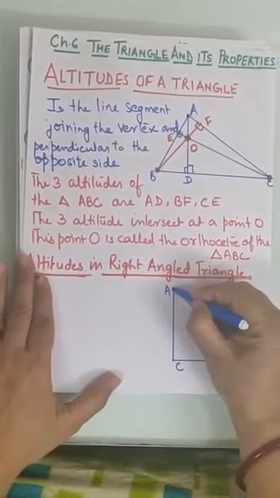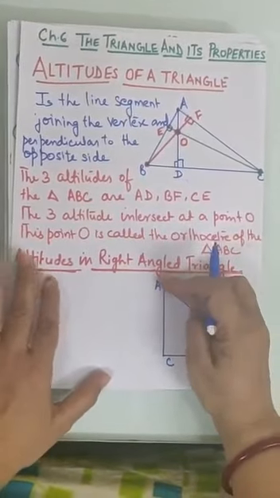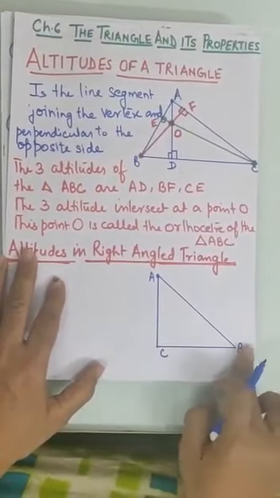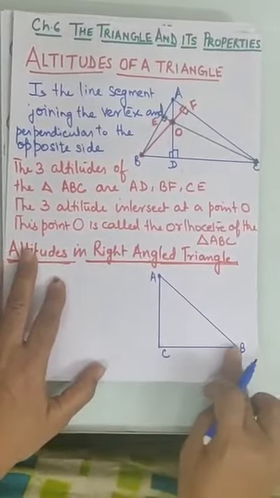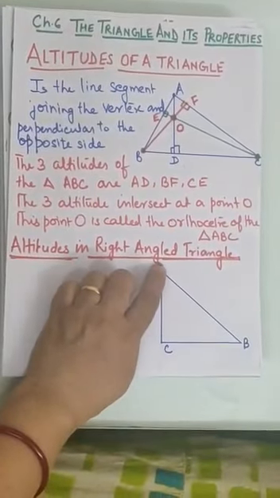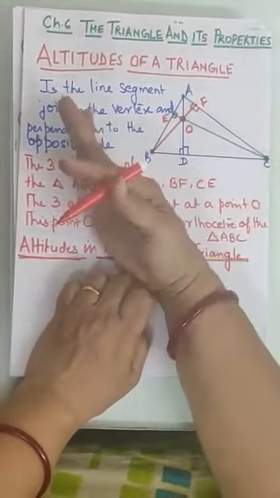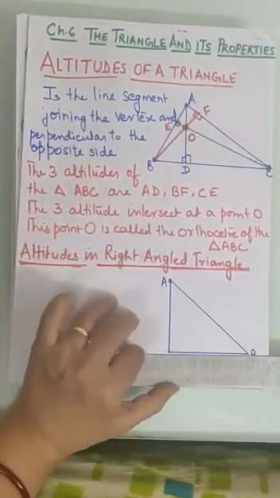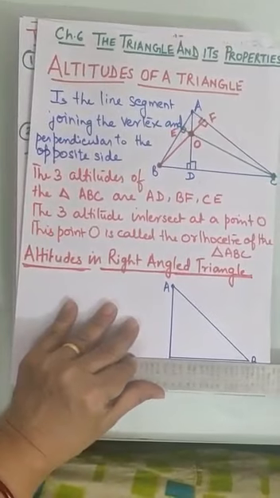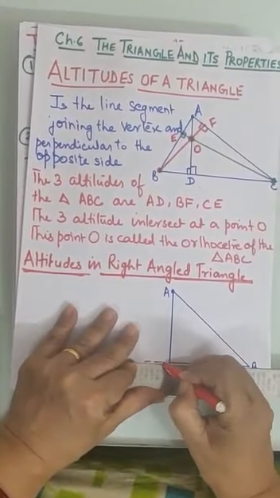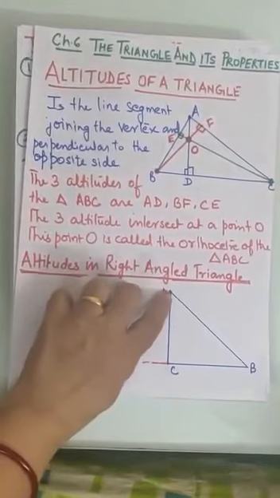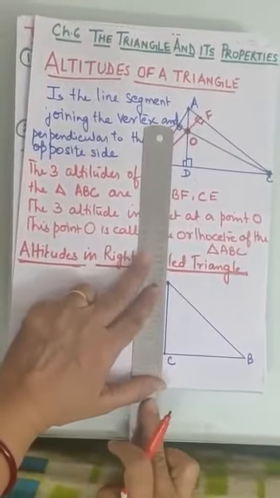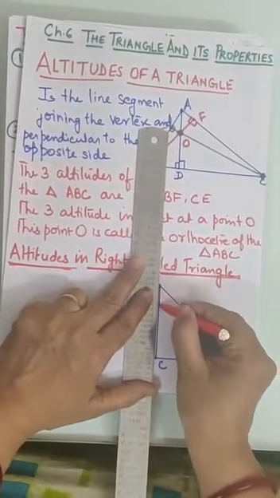Line joining the vertex and perpendicular to the opposite side. What is the opposite side to A? This is BC. Now on BC we have to draw a perpendicular from A. So how? We cannot draw it like this. We cannot draw it slanting, it has to be standing. So what do we do? Let us extend it a little bit. Okay. Now if we have to draw a perpendicular from A to BC, you see this perpendicular will be this line only.